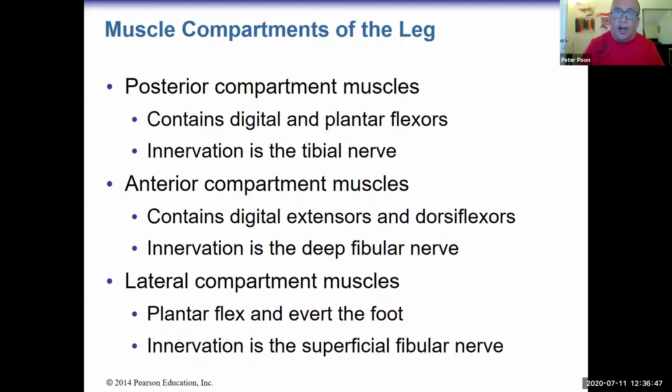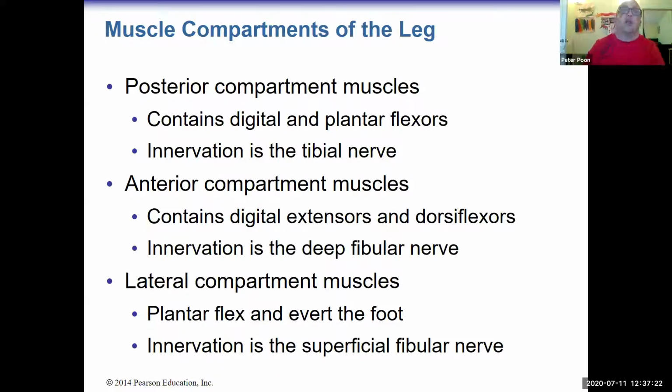The leg also has 3 compartments: anterior compartment in the front, posterior compartment in the back. The anterior compartment is going to dorsiflex, and it's going to control extension of the toes. You realize that they're both going the same way. If you're standing up, they're going up. The posterior compartment is going to plantar flex, and flexion of the toes. If you're standing, they're going down.